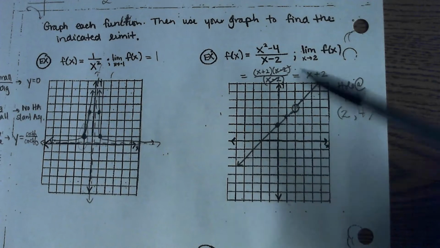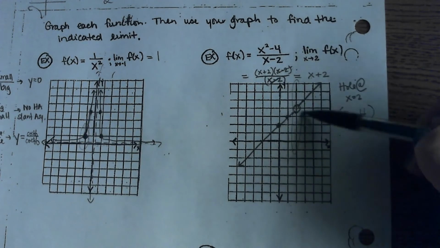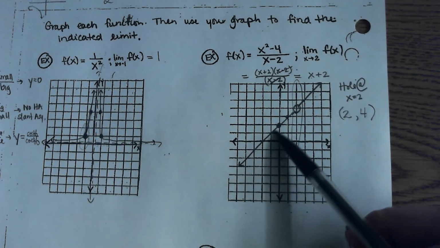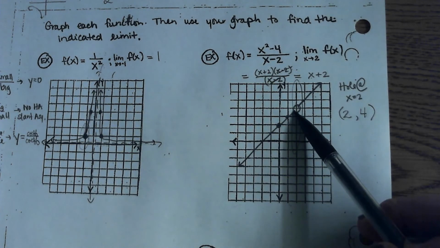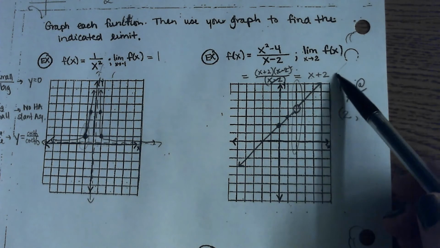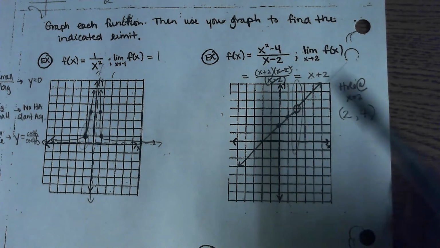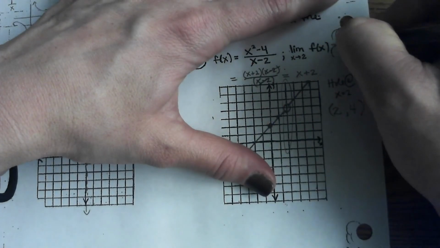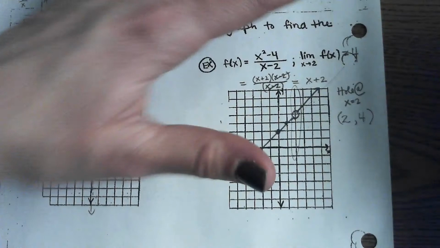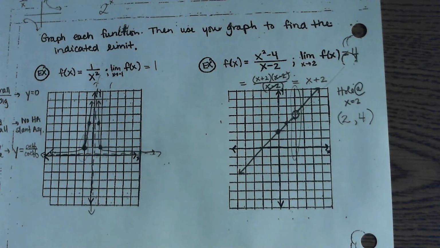As we approach, and here's our vertical line of x equals 2, as we approach that from the left, we're approaching 4. As we approach it from the right, we're approaching 4. So the overall limit as x approaches 2 is 4. Any questions?